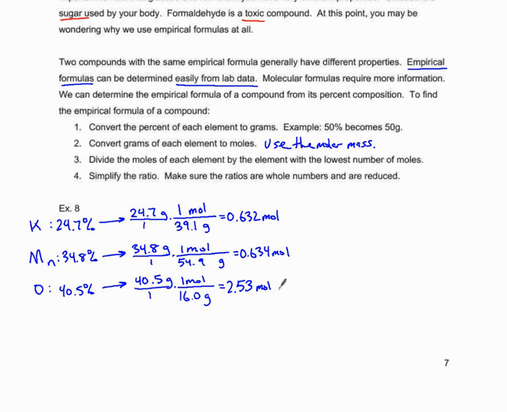So the next step says divide the moles of each element by the element with the lowest number of moles. If you look at these three numbers, we're picking the smallest one, and that would be this one. This one's the smallest, it's the lowest number of moles. And so we're going to divide everything by that number. Divide by 0.632 moles.